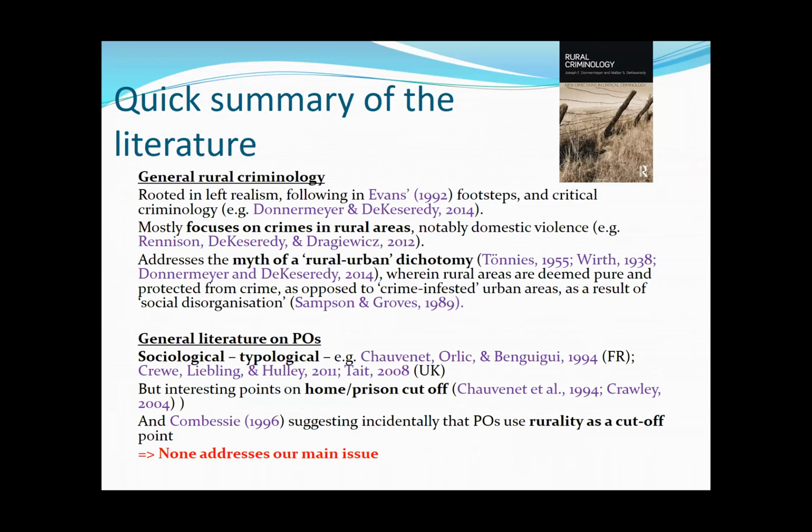The second literature we explored was the one that pertained directly to prison officers, in general. It's a very sociological literature. A lot of it is devoted to designing different forms of typologies. However, in this literature, particularly the French one, we found mentioned the prison cutoff, the home prison cutoff, which was one of the themes that sprang up in our research. And the second thing was how rurality in itself could be used as a cutoff point, but it was just incidental in this particular literature. So none of them truly addressed our main issue.